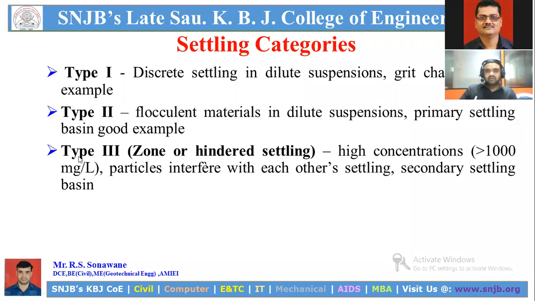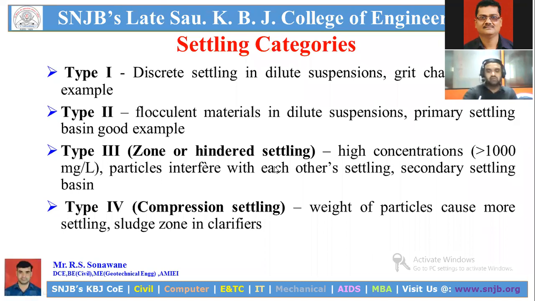The third settling category is high concentration, greater than 1000 mg per liter, where particles interfere with each other's settling, as in a secondary settling basin. So those materials that are very highly concentrated, greater than 1000 mg per liter, where particles interfere with each other, such type of settling zone falls under type 3, which is also called zone or hindered settling.